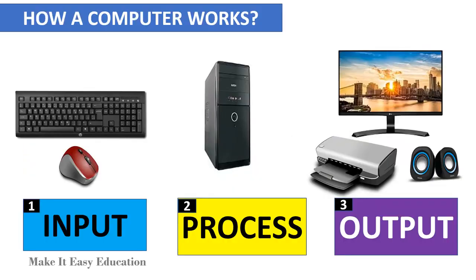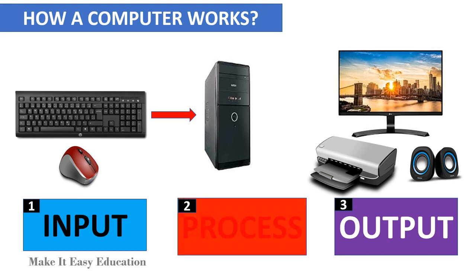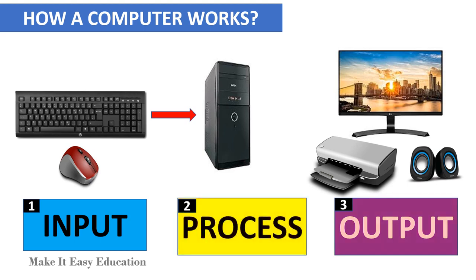How a computer works. A computer works in 3 basic steps: input, process, and output. Input is the data that we enter into the computer. Process is what the computer does with the input data. Output is the final result the computer gives to us after processing the data.